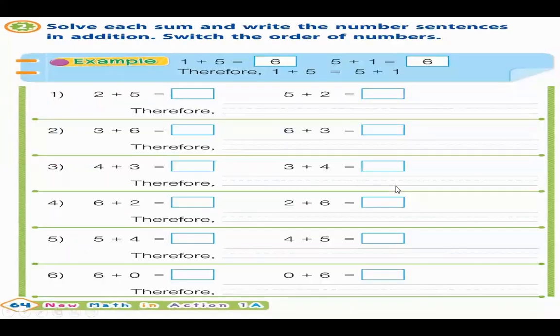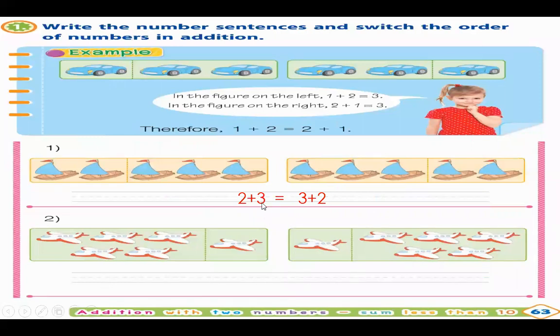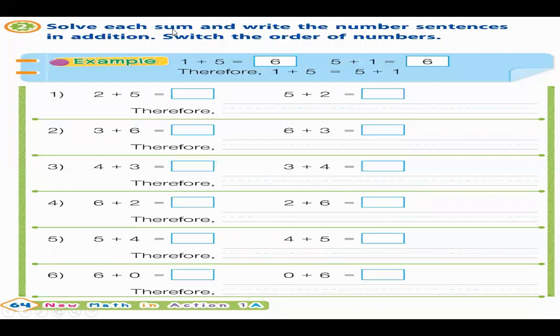So you have to answer number 2. Try to answer number 2 like this. Count the number of the airplanes. Here is another one. Solve each sum and write the number sentences in addition. Switch the order of numbers. Please read the instruction very carefully for you to answer the questions. Here is the example. 1 plus 5 equals 6. 5 plus 1 equals 6. Therefore, 1 plus 5 equals 5 plus 1. So you are going to answer 1 until 6, and this is the example.